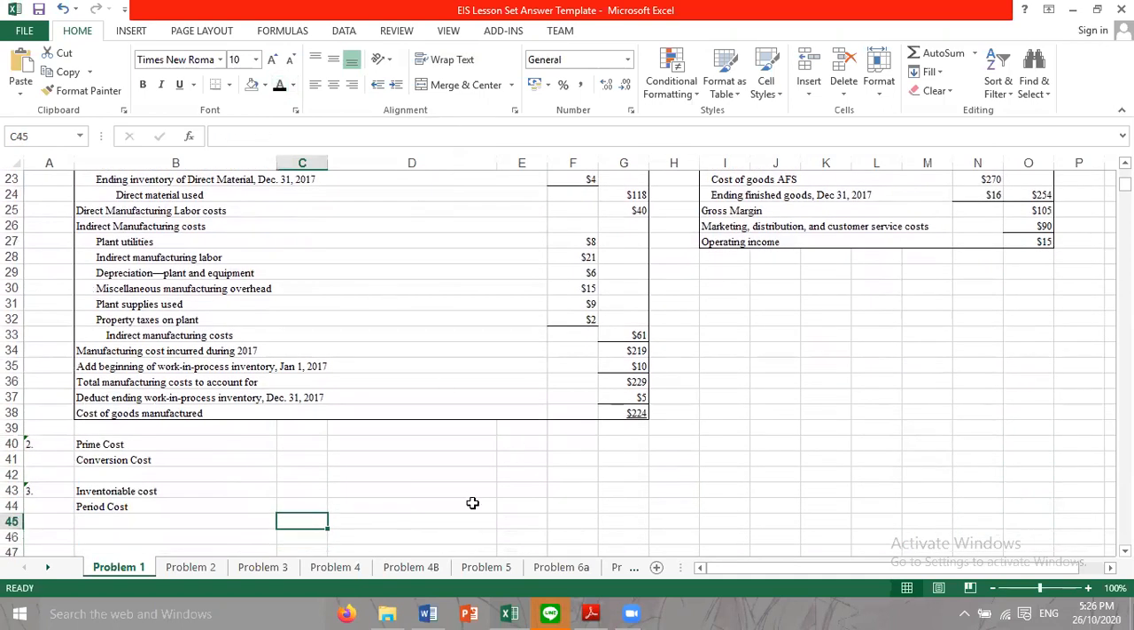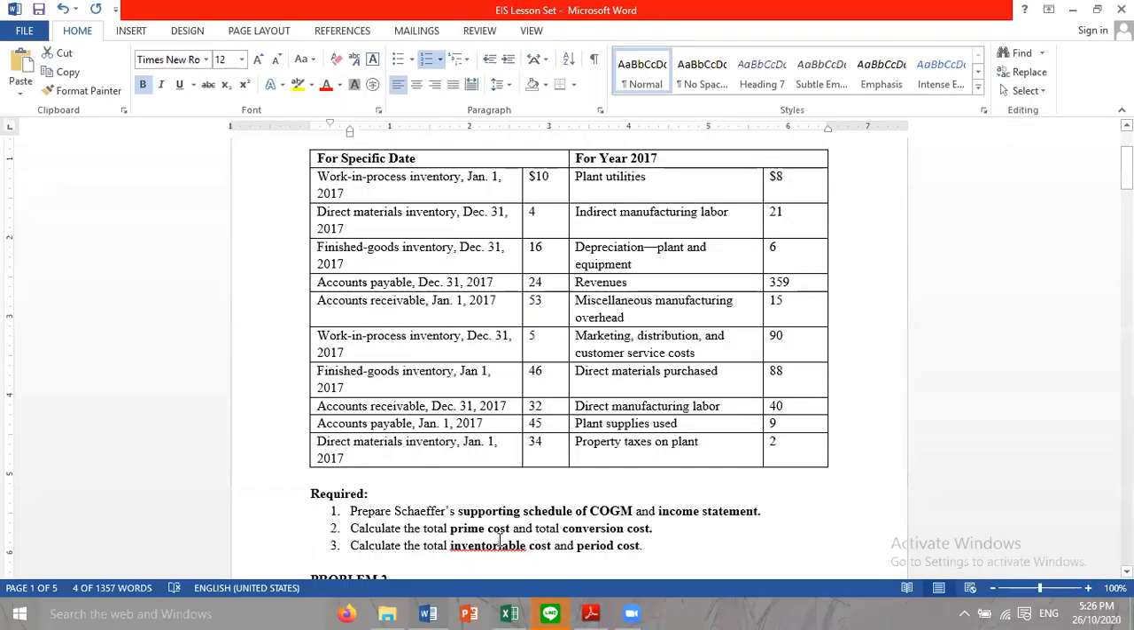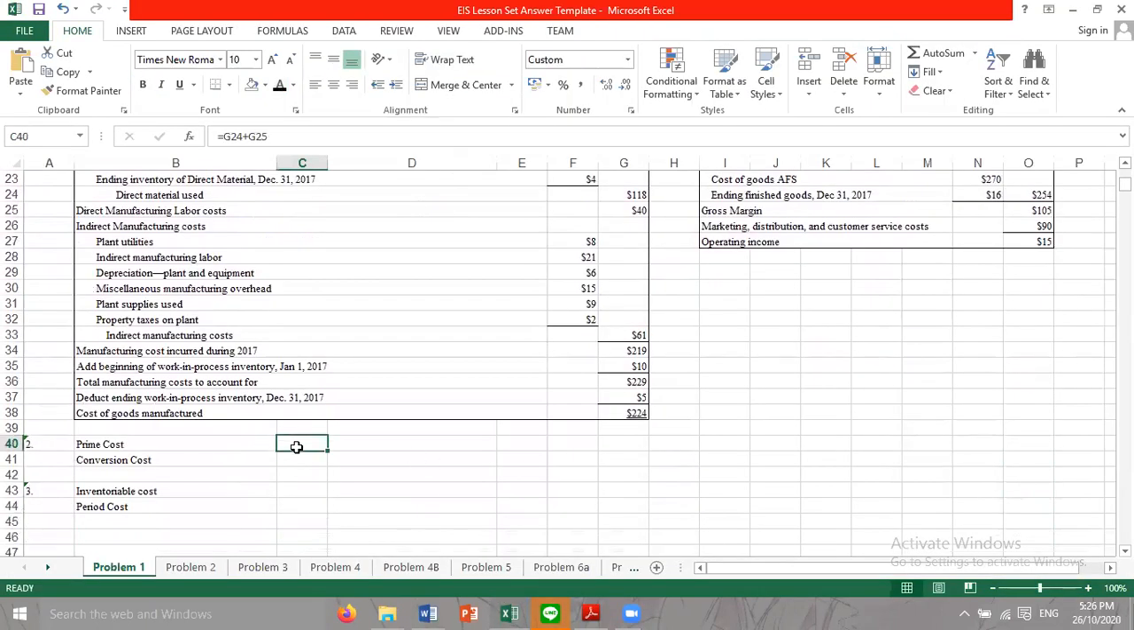Okay, next one. The question two, calculate the total prime cost and total conversion cost. Okay, as mentioned before, prime cost refers to the direct manufacturing cost. Or to be simple, the formula for prime cost is just direct materials plus direct manufacturing labor. So here, we will add direct manufacturing labor, which is 40, plus direct materials, which is $118. And then we'll get $158.